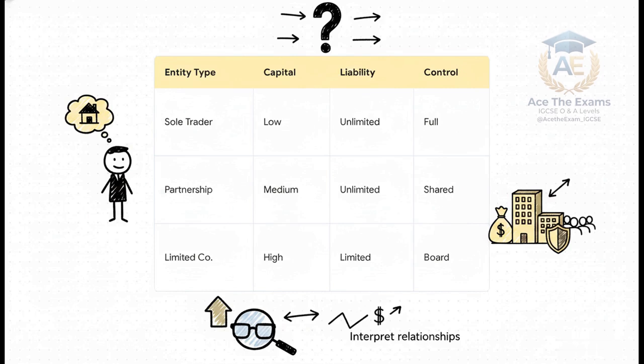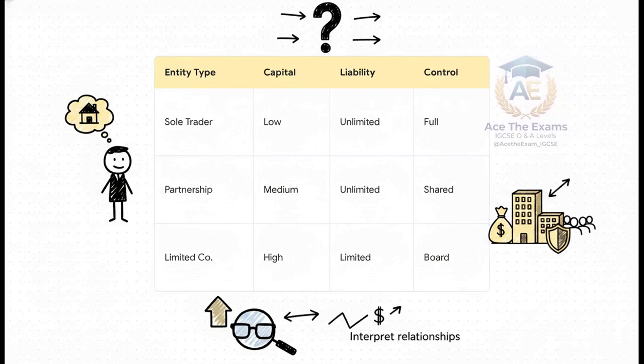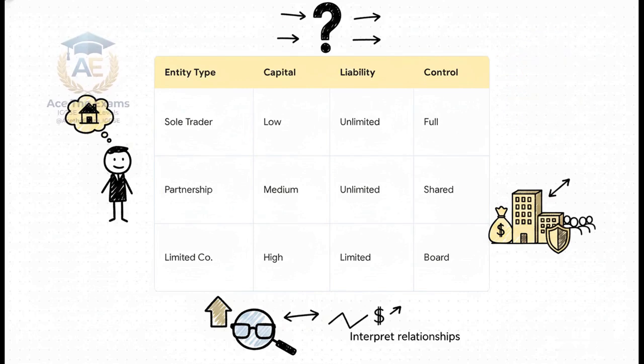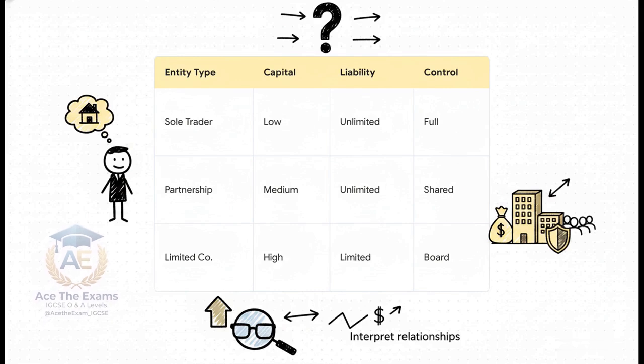A weak student looks at this table and just regurgitates the data. They write, sole traders have low capital, but limited companies have high capital. That gets you almost 0 marks for analysis. A top-tier student, a student using our framework, extracts the data, interprets the relationships, and draws an evidence-based conclusion. They write, because the sole trader is inherently restricted to low capital generation, aggressive national expansion is severely hindered. Transitioning to a limited company resolves this bottleneck by allowing the issuance of shares to raise high capital. However, this comes at the direct cost of relinquishing full, autonomous control to a board of directors.